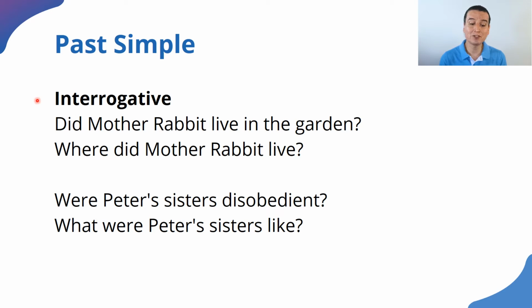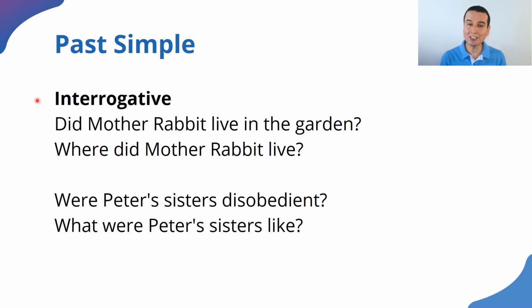For example, were Peter's sisters disobedient? Yes, they were. That is a short answer. Or a long answer, yes, they were disobedient. What were they like? They were very obedient. Or, yeah, we need to provide the information. That's why we have what there, to ask for specific information.